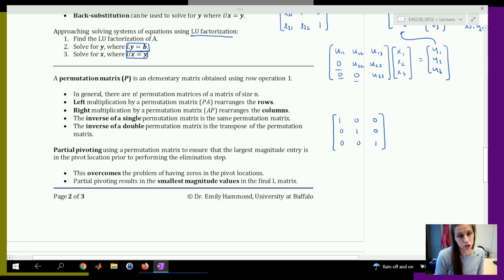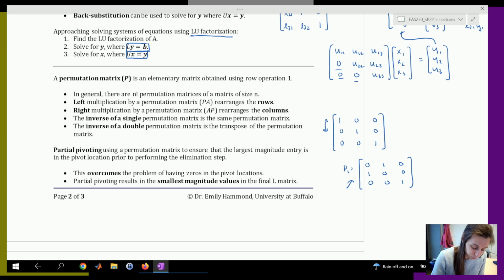And the way we're going to handle this is using permutation matrices to do some row rearranging. So a permutation matrix is an elementary matrix that we obtain by rearranging some rows. So for example, if I rearrange rows 1 and row 2, my elementary matrix would look like this. So this here is a permutation matrix. And it turns out, if we multiply a permutation matrix by a matrix, it's going to go ahead and rearrange the rows or columns, depending on which side it's on. So if I do P times A, it would rearrange the rows. If I did A times P, it would rearrange the columns.